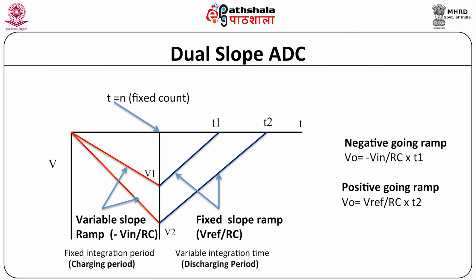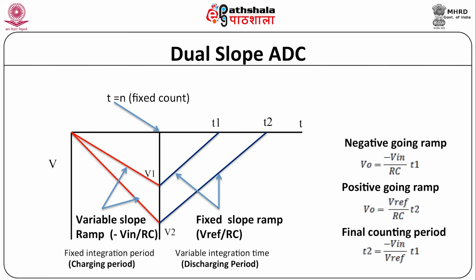The positive ramp voltage is given by V0 is equal to V reference upon RC into T2. As V reference is constant, the slope of the ramp is fixed. Hence it is a fixed slope ramp. Thus dual slope ramp has one variable slope ramp and a fixed slope ramp.